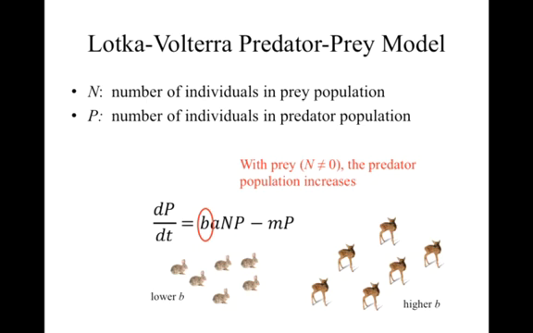So again, that little b is the efficiency with which we turn a prey item into new babies in the predator population. And that really has to do with how nutritious or how much food there is per prey item.